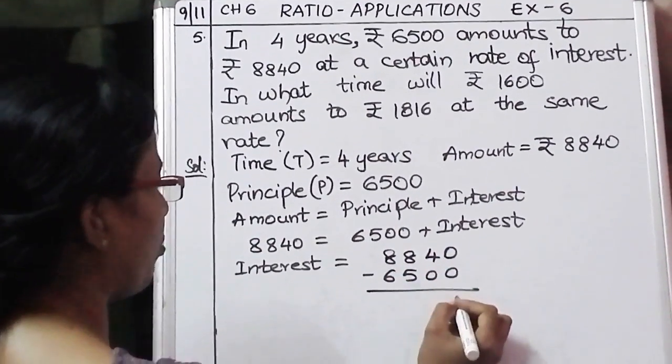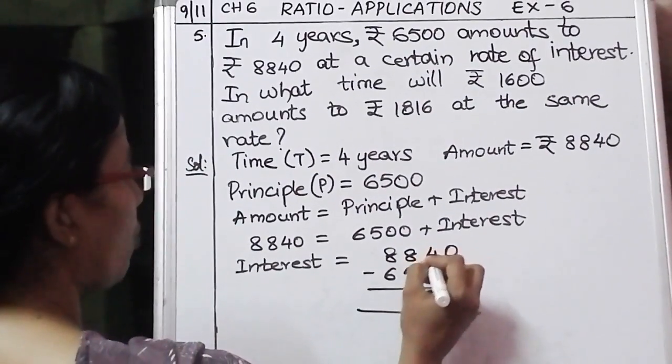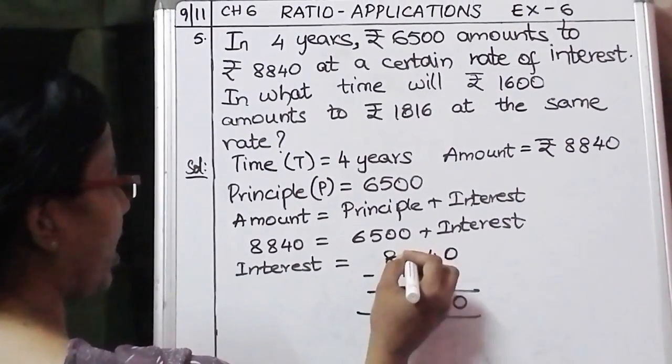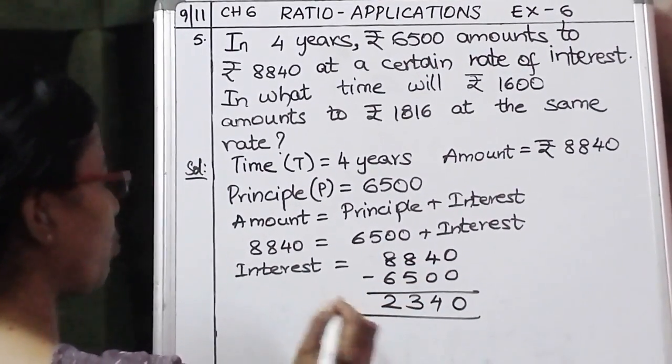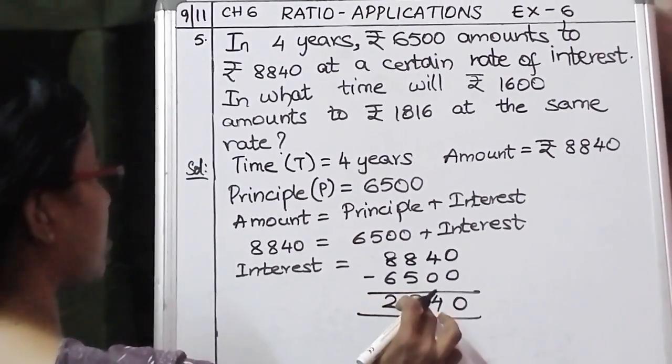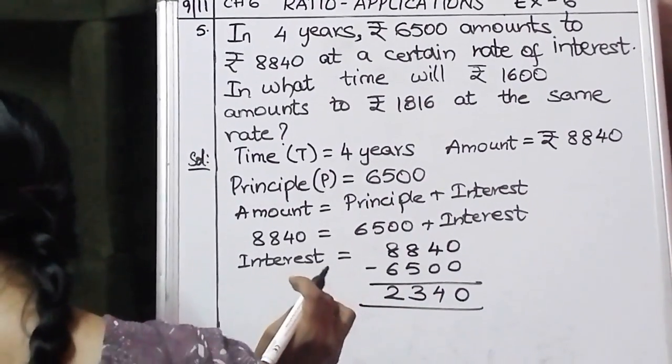6,500. Subtraction. 0 minus 0, 0. 4 minus 0 is 4. 8 minus 5 is 3. 8 minus 6 is 2. So you got the interest as 2,340.